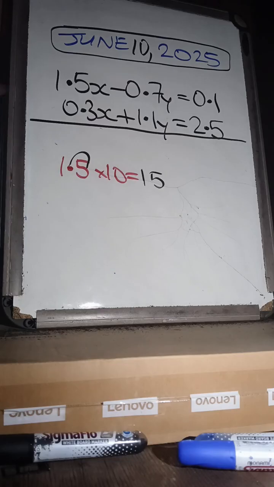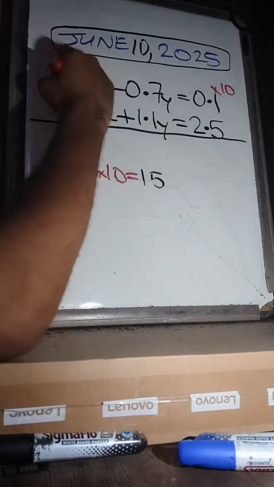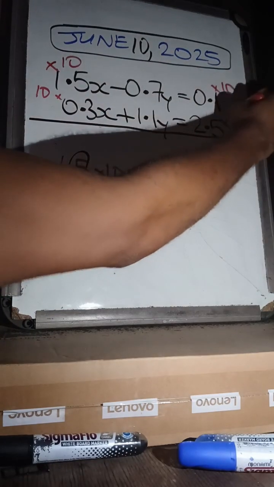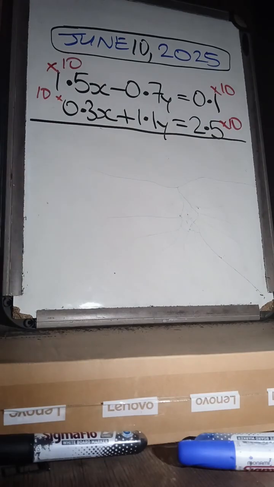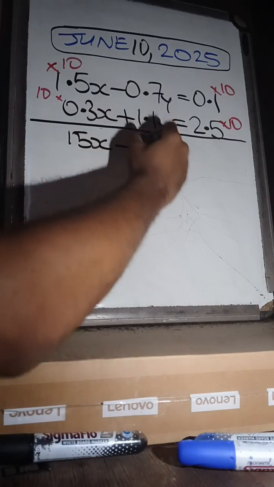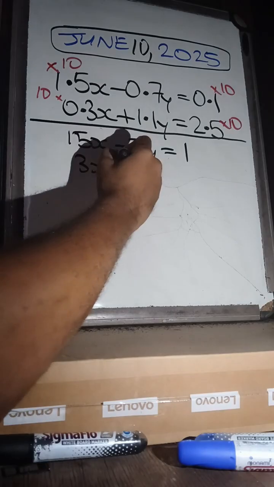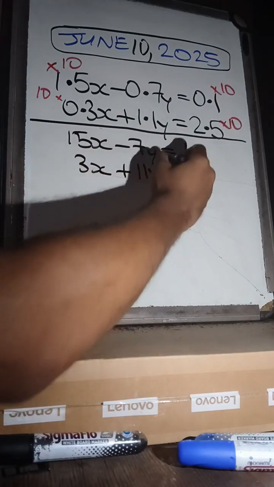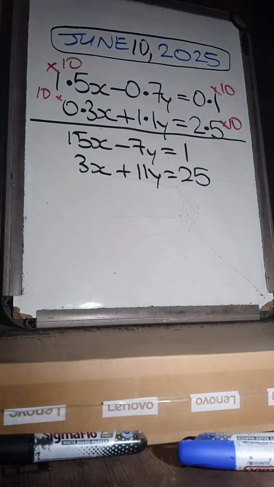So if all of them have one decimal point, then I can multiply everything by 10. If I multiply this by 10 and all of that by 10 and all of this by 10 and all of that by 10, I should end up with something looking like 15x minus 7y equal 1 and 3x plus 11y equal 25.